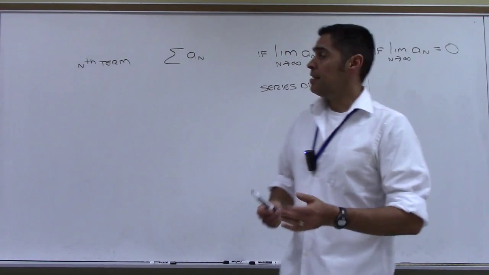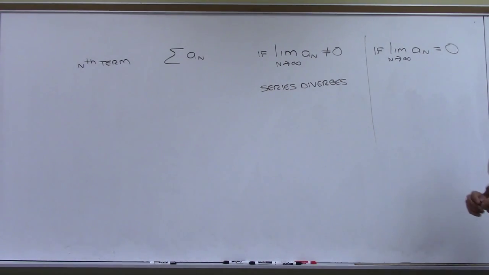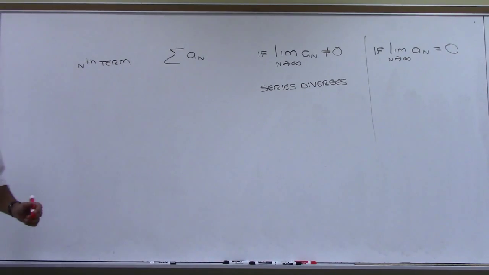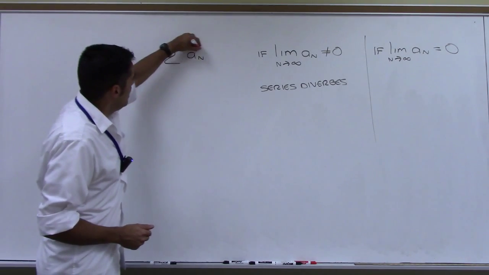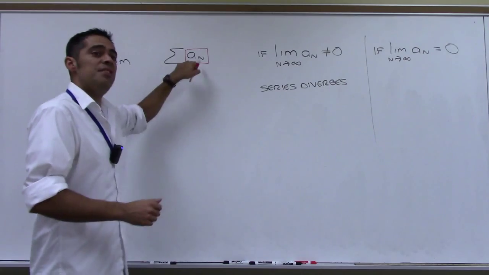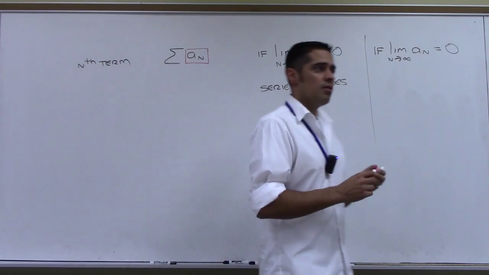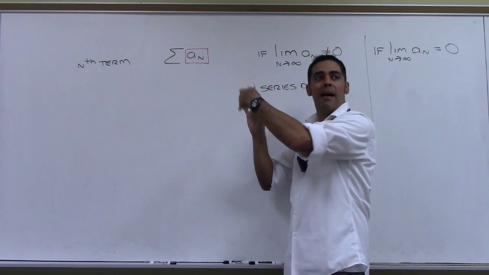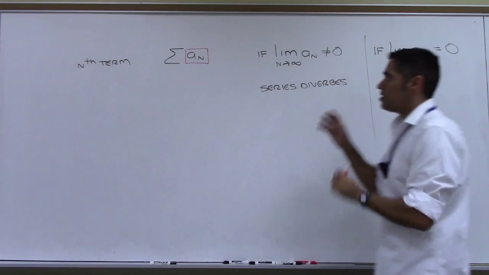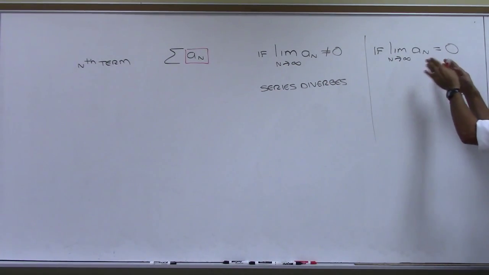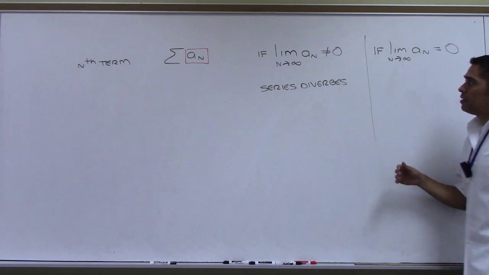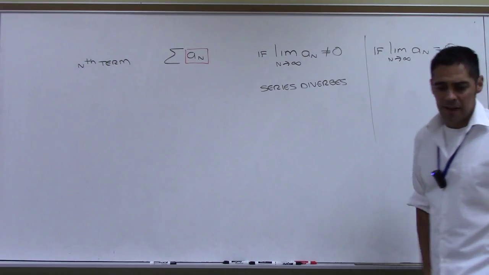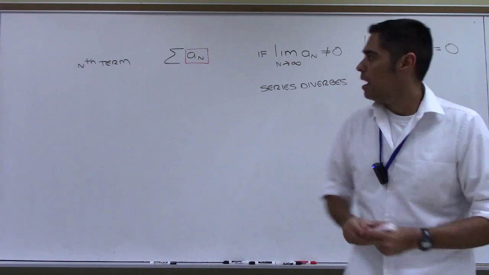So what makes this Nth term test nice is that all it involves is looking at the sequence, right? That's all you have to look at is the sequence itself. You don't have to look at each one added up, or the whole thing added up forever. You're just focusing all your attention on the sequence and taking that limit. If it turns out to be something other than 0, you're in business. So let me give you a quick example of something like this.